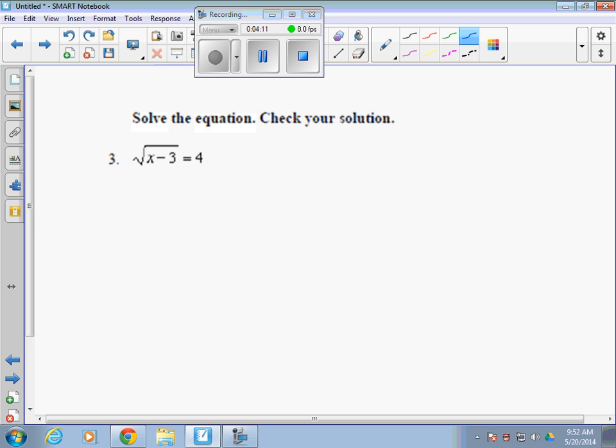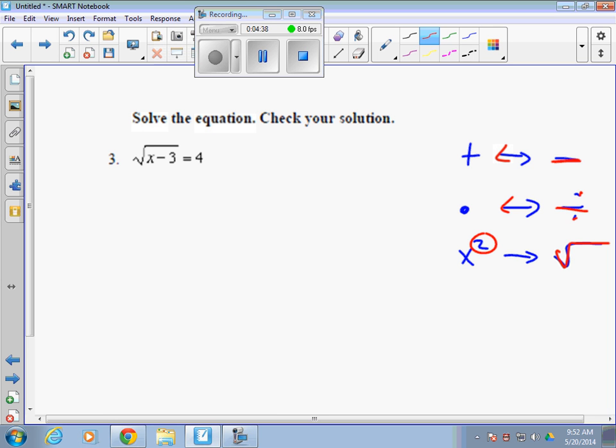Number 3 says solve and check your solution. Well, we have the square root of x minus 3. We know how to undo addition, we subtract. We know how to undo multiplication, we divide. And we know how to undo squaring something, we take the square root. Well, the same thing's true when you go backwards with all of that. You undo subtraction by adding. You undo division by multiplying, and you undo the square root of something by squaring it.